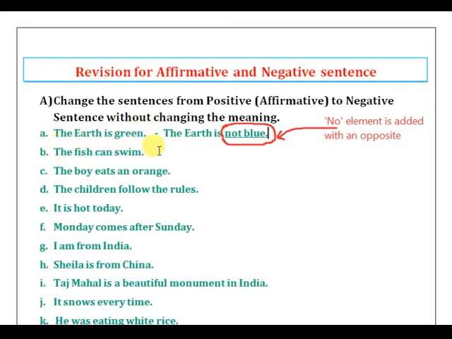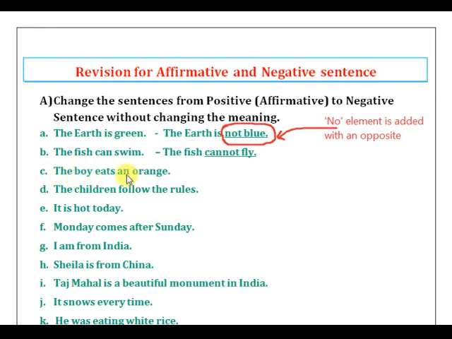The fish can swim. Would you like to try? Of course you would. Let's give it a try. The fish can swim. So the negative sentence of this particular positive or affirmative sentence can be, the correct answer is: the fish cannot fly. It means itself that the fish can swim. Let us move on to the next type.